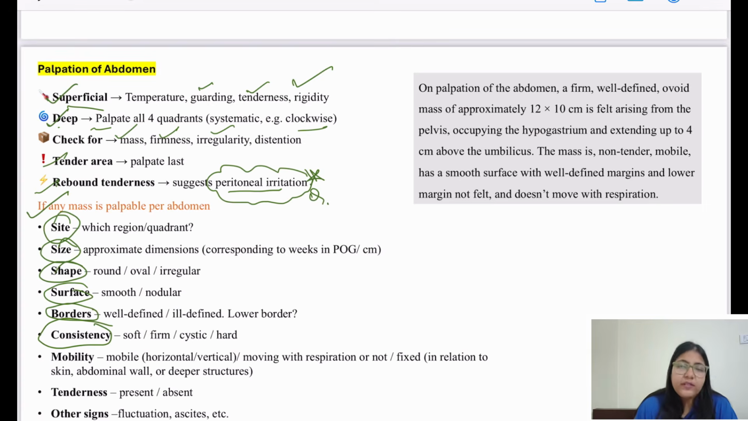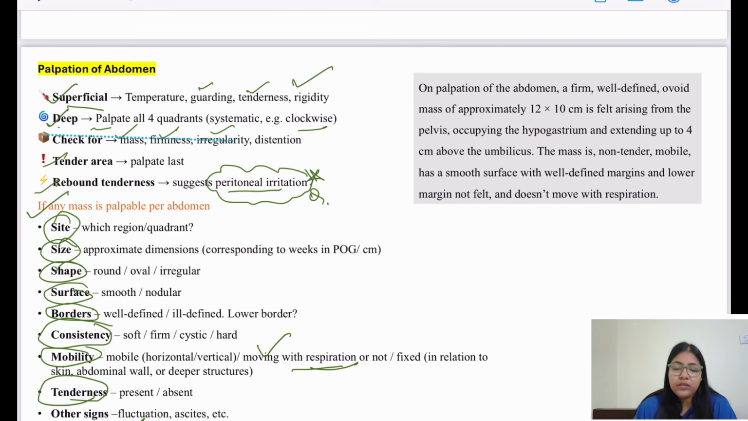You check for the consistency of the mass, if it is soft, firm, hard or cystic, and mobility, horizontal and vertical, if it allows. Obviously if the mass is very large then you won't be able to do so. And you see if the mass moves with respiration. So what does it tell you? If a mass moves with respiration, then it is originating from the liver or spleen, which are near the diaphragm. But if a mass is not moving with respiration, then it may be a pelvic organ mass or retroperitoneal mass.